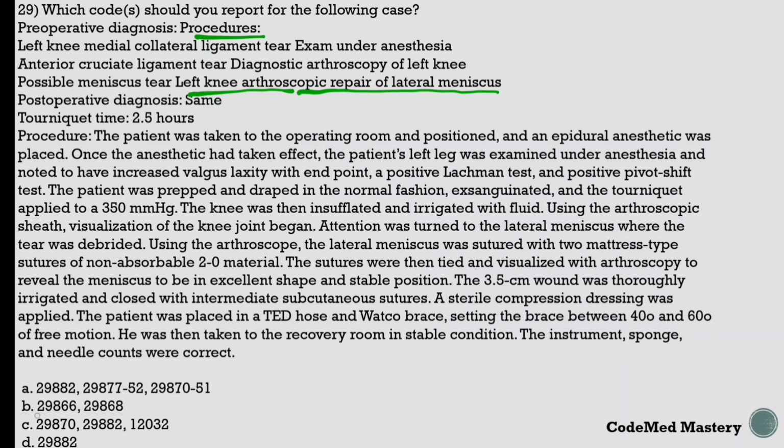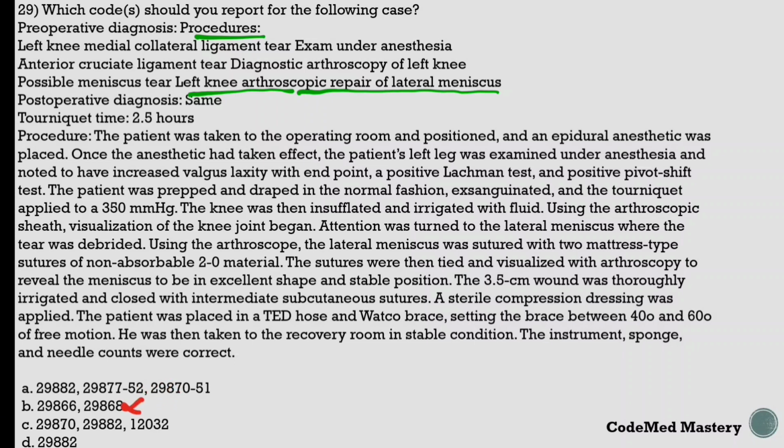Now let us look at the first code of option B, 29866. 29866 is for arthroscopy knee surgical osteochondral autograft, includes harvesting of autograft. You can check in the operative report if they have mentioned autograft. In our case, anyway, they have not mentioned osteochondral autograft, right? So we'll eliminate the option B.